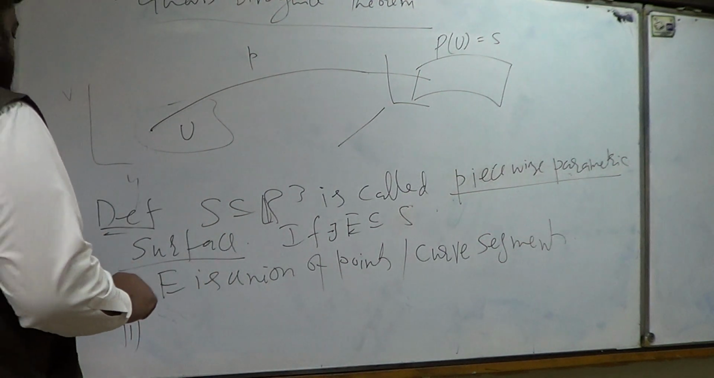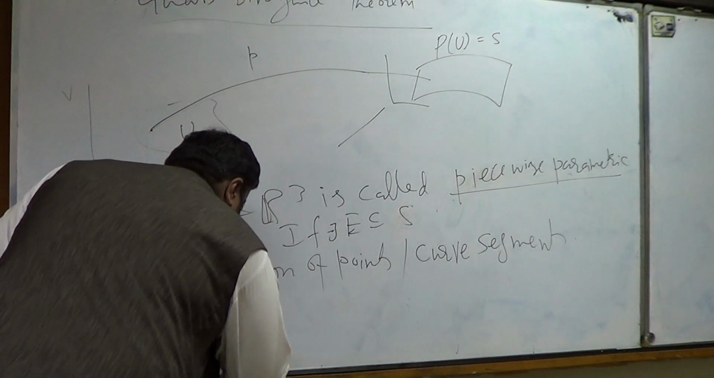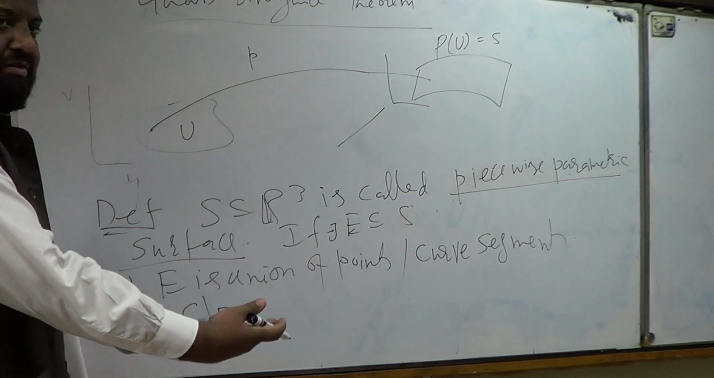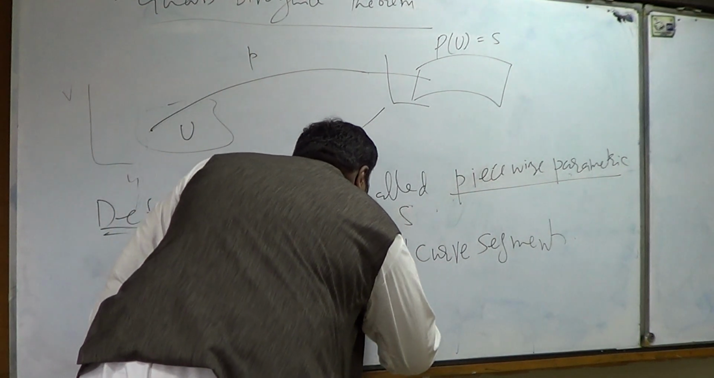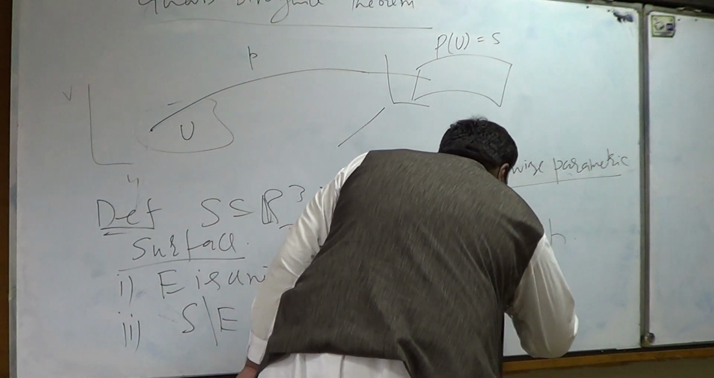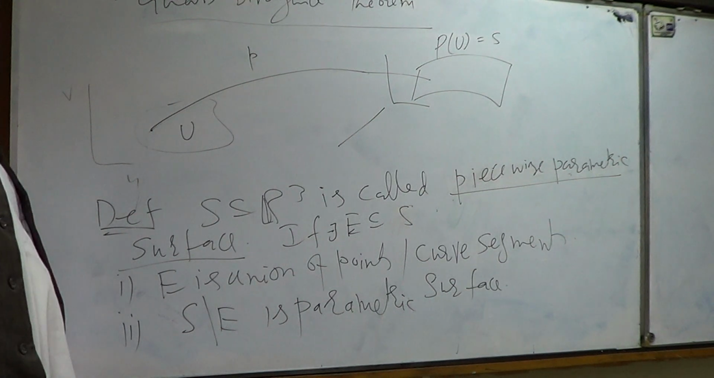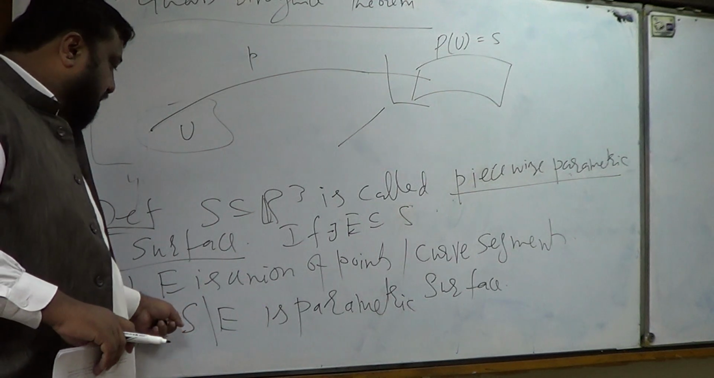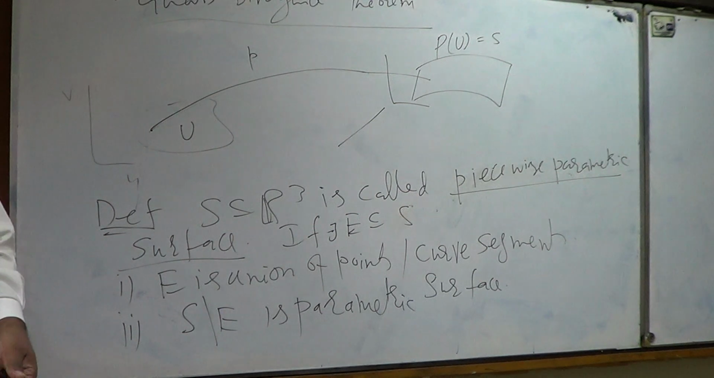The role of this E is that if you look at the surface, ignoring E, then this S less E is a parametric surface actually. Are you getting the point? So it's a parametric surface. So except, if from S you take away this E, then the rest you can treat as a single piece actually.